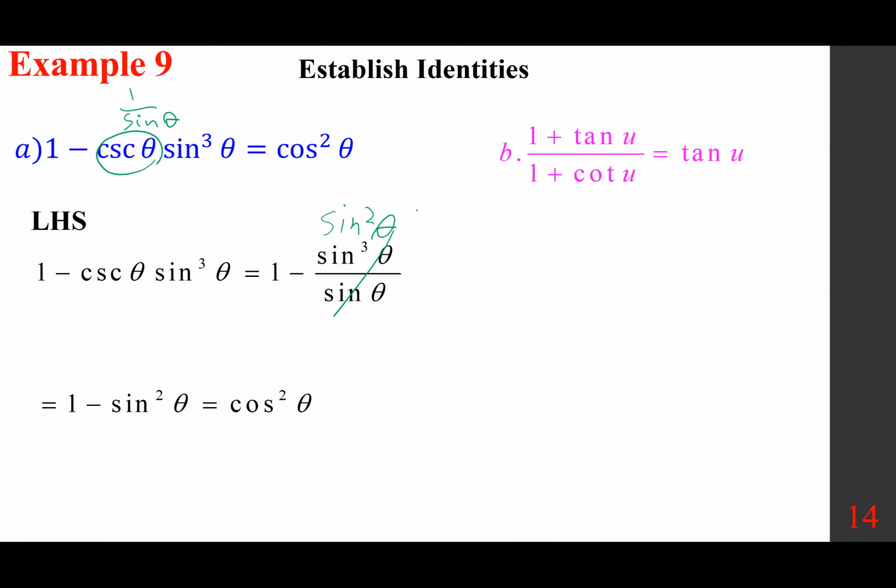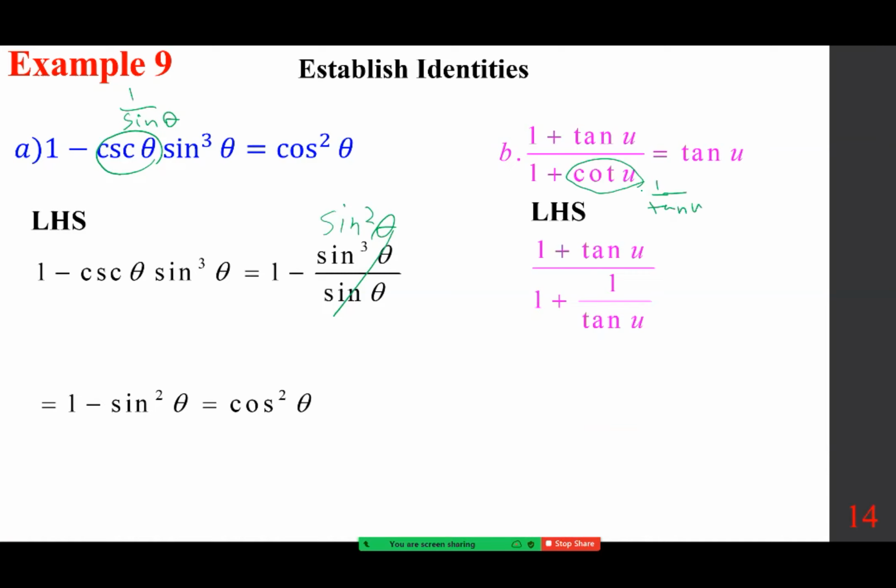Establish the identity (1 plus tan u) over (1 plus cotangent u) is tan u. So the left-hand side seems to be more complicated. We are going to start with the left-hand side. And we're going to change the cotangent to 1 over tangent, because ultimately we are interested in tangents. So it's a complex fraction. Let's multiply everything by tan u over tan u.